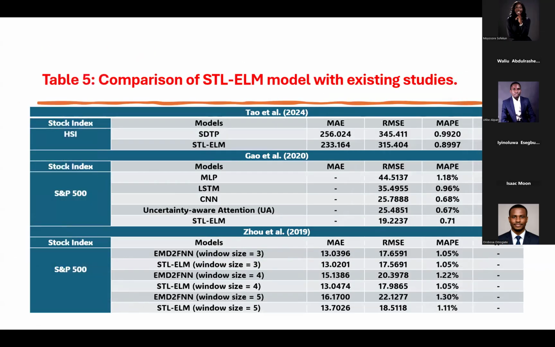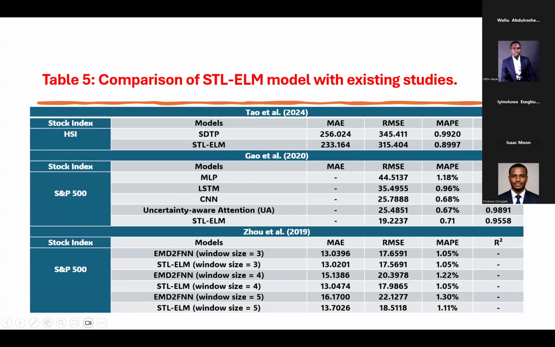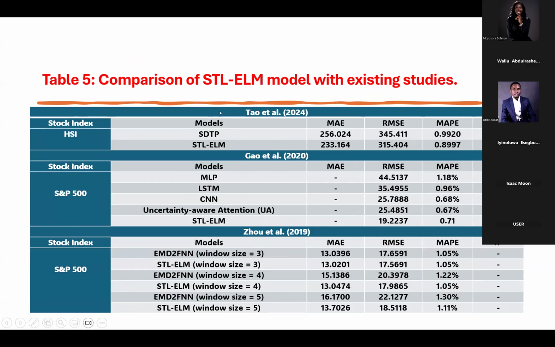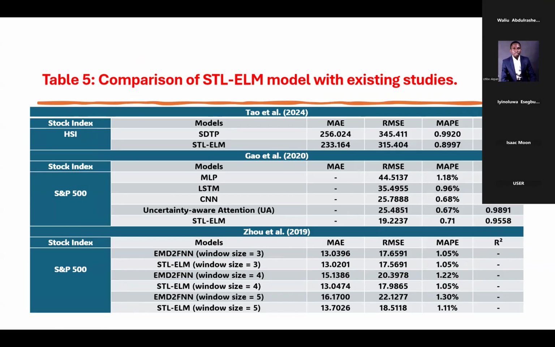Okay, we compare our work with existing studies. As you can see, we compare with Tao et al. 2024, Gao 2020, and Zhou 2019. The models they propose in their work are very sophisticated. Some of them are even attention-based. But despite that, our model still supersedes or outperforms their models.